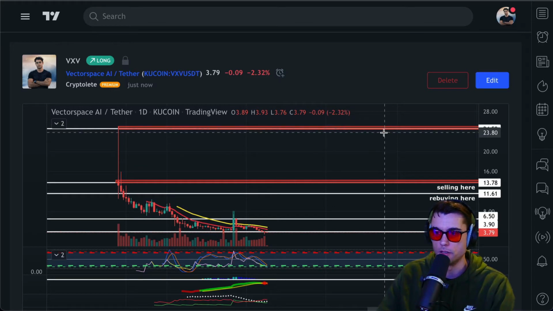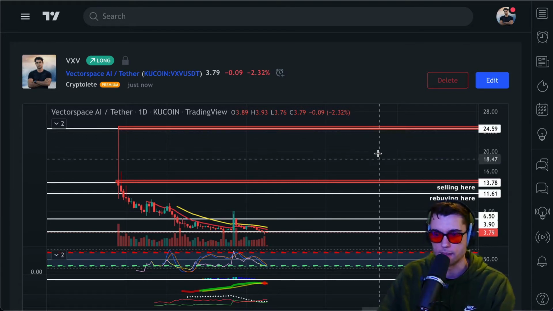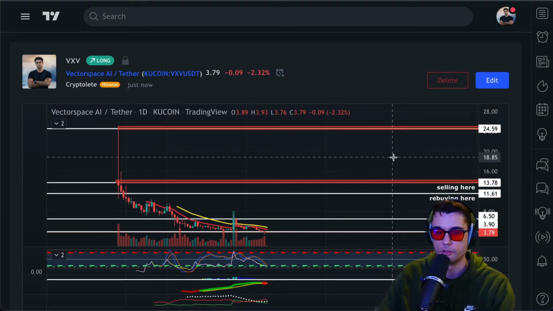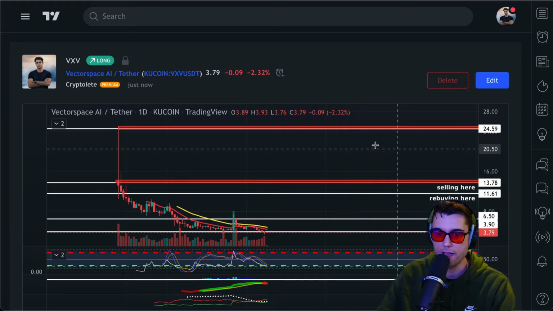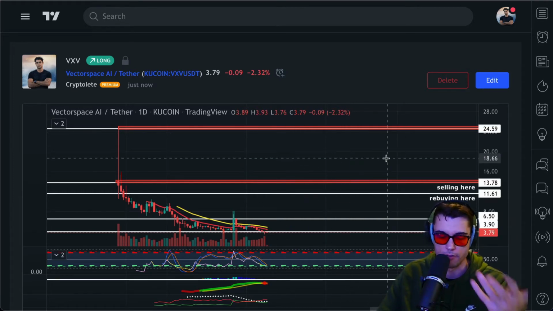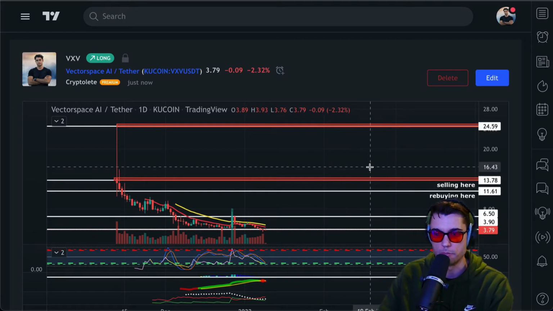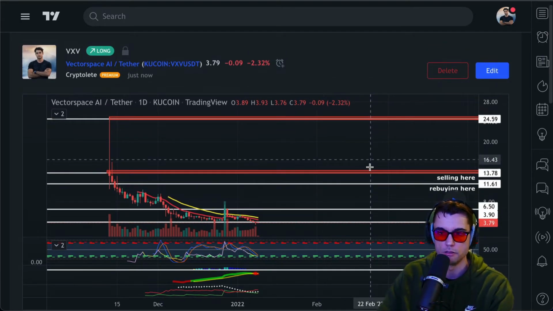I'll probably have to sell it a little bit earlier than that, probably 23.50, and then once I do that, I will rebuy it, and I'll have to determine where I'm going to rebuy it based off of the Fibonacci structure, but it hasn't happened yet. So this is my game plan for VXV.